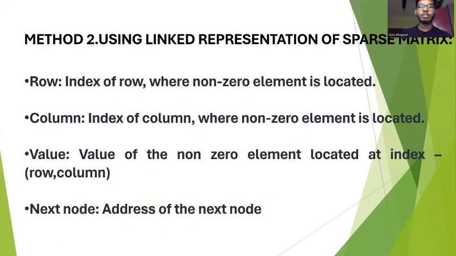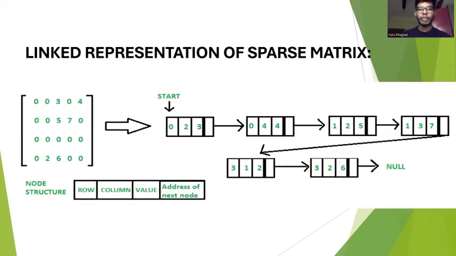Next, we are going to move on to the linked representation of the sparse matrices. Same thing, sparse matrices containing the row, column, and value. Row is the index of the row where the non-zero element is located. Column is the index of the column where the non-zero element is located. Next, the value of the non-zero element located at that row and column index. Next node is the address of the next node. And this is the graphical representation of the sparse matrices using the linked representation.